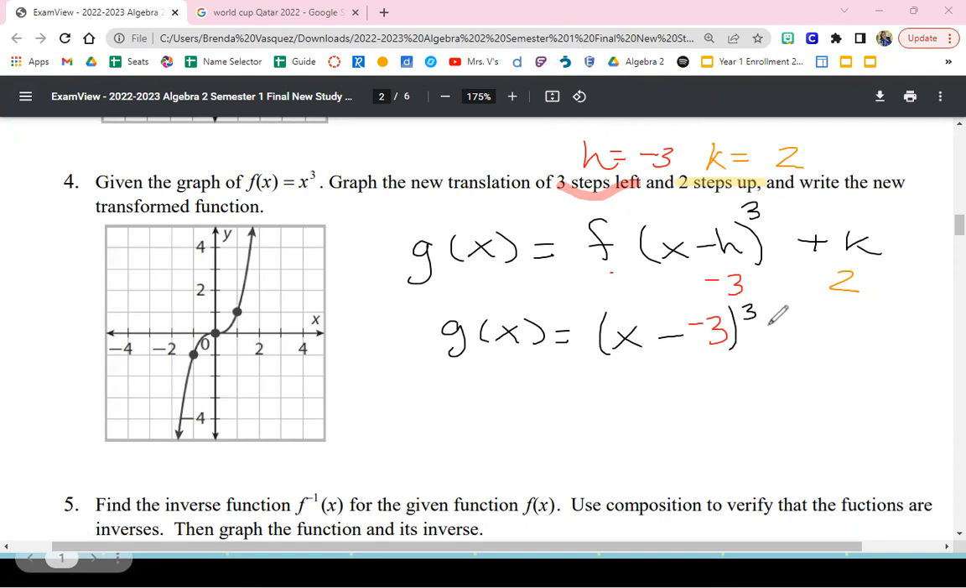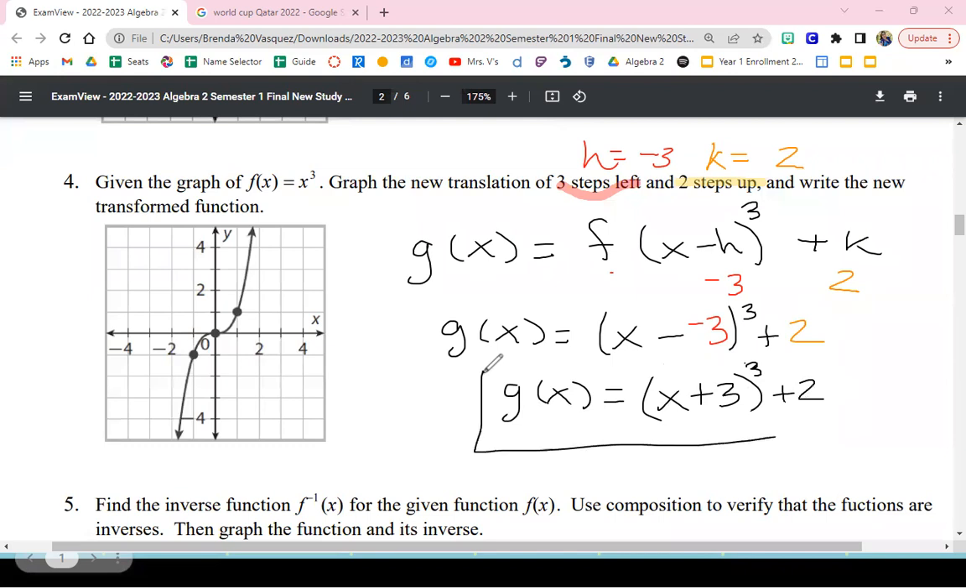And we're adding beautiful 2. Okay, all right. g of x equals x. What happens to my negative and my negative? It becomes a positive, so we now have +3 to the power of 3. And we now have +2. Raise your hand if you got that as a beautiful equation.